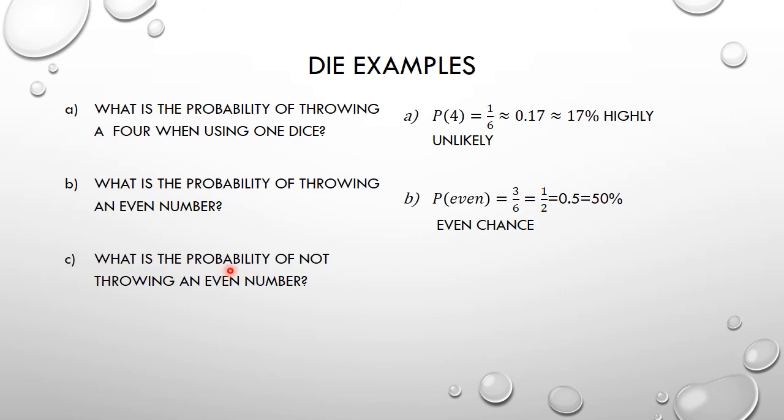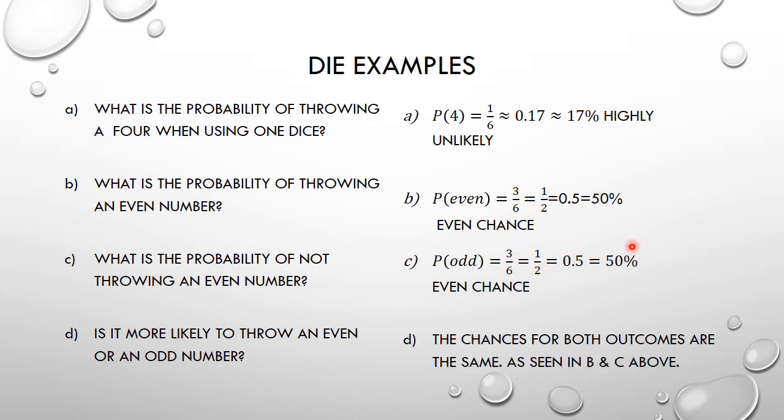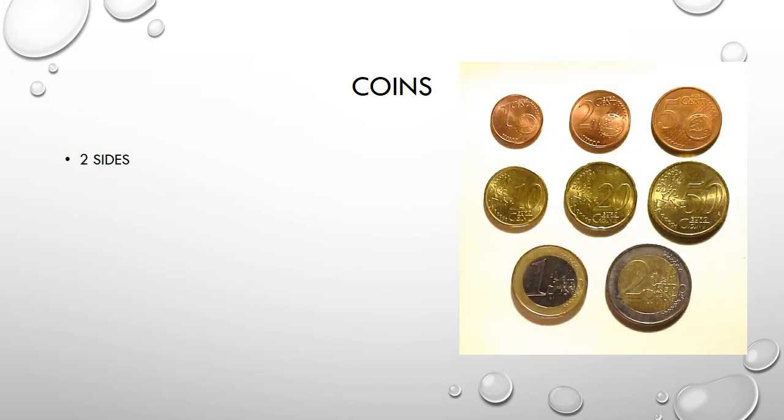What is the probability of not throwing an even number? Also known as an odd number. So what's the probability of getting an odd number? 3 out of 6. There's 3 odd numbers, namely 1, 3, and 5. So it's 3 options out of 6, simplified to a half, 0.5, 50%, even chance. So is it more likely to throw even or an odd number? Now we have to interpret our results. Looking at these two scenarios, both of them have an even chance. So the chances for both are the same, as seen in B and C above.